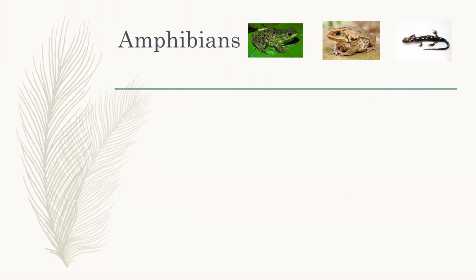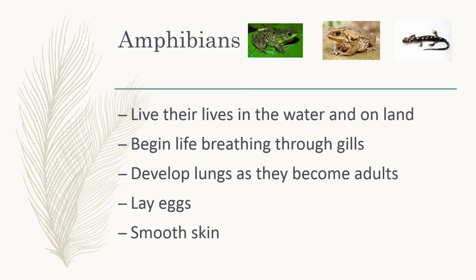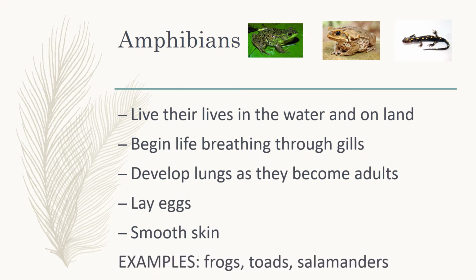The next group we're going to take a look at is amphibians. Amphibians are a cool set of animals because they live part of their life in water and part of their life on land. So they actually begin in the water, breathing through gills. They develop lungs as they become adults, which allows them to move onto land. They lay eggs in order to have babies, and most of them have smooth skin, except for our friend the toad. Some examples are the frog, the toad, and the salamander, also seen at the top of your screen.